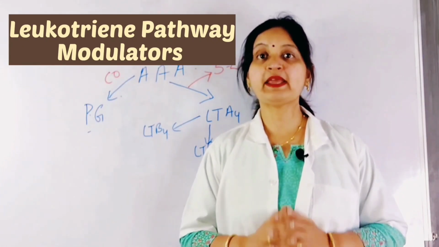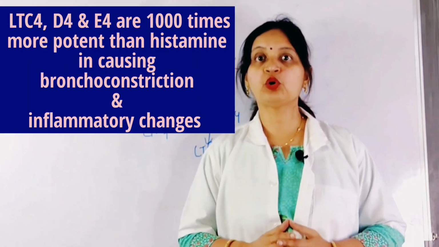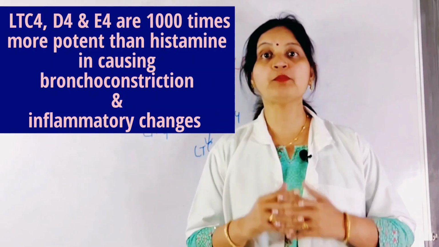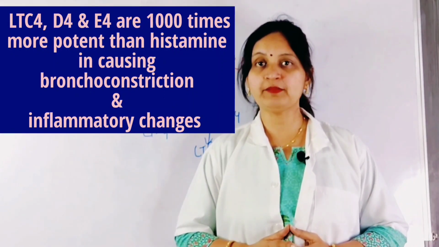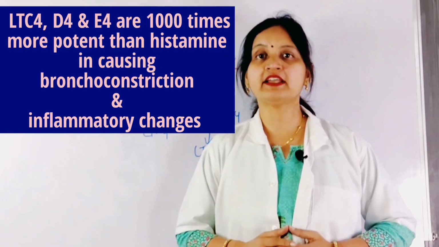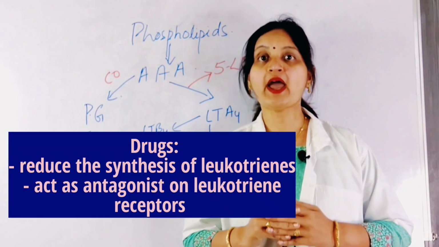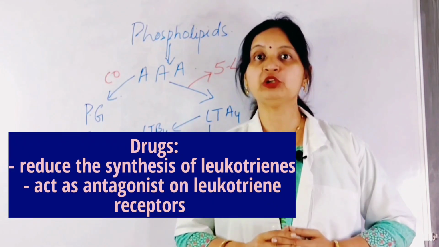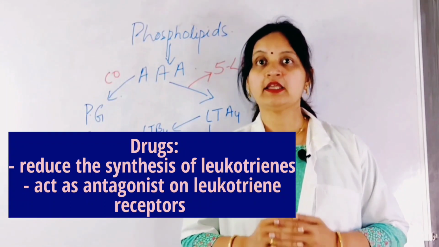The leukotrienes play a central role in the pathogenesis of bronchial asthma. Leukotrienes C4, D4, E4 are 1000 times more potent than histamine in causing bronchoconstriction and inflammatory changes in the bronchial airways. Therefore, drugs are developed to reduce the synthesis of leukotrienes and to antagonize the leukotriene receptors, thus inhibiting the leukotriene-mediated changes in the bronchial airways.